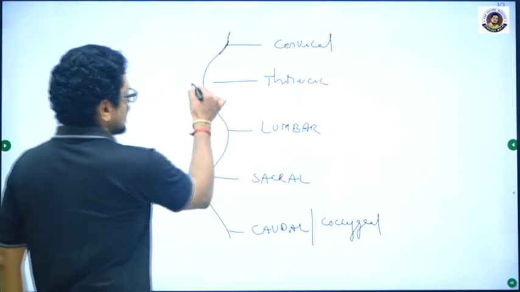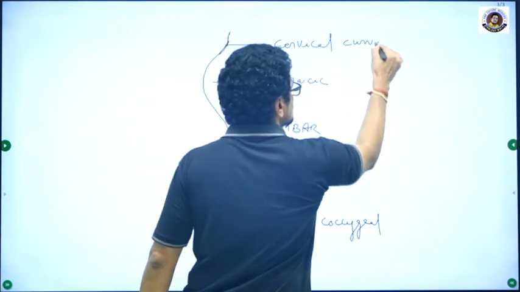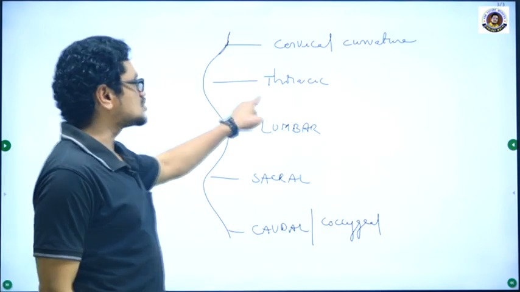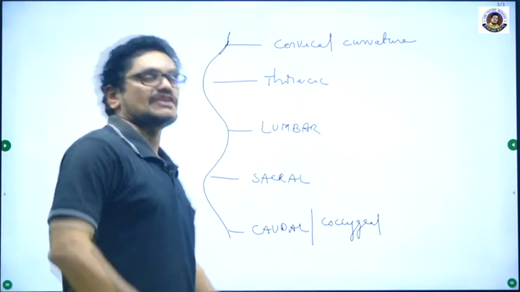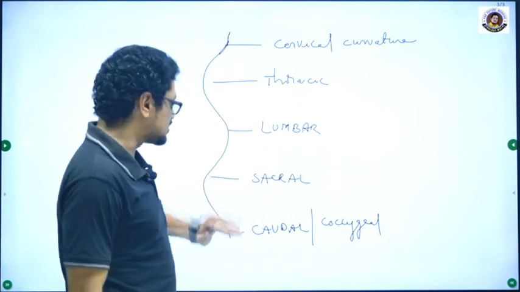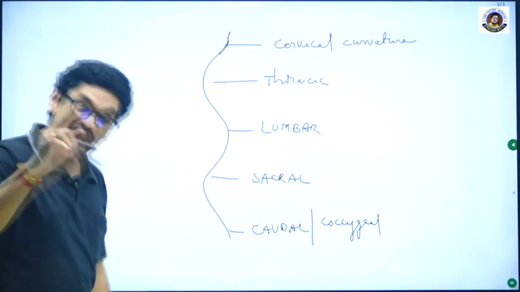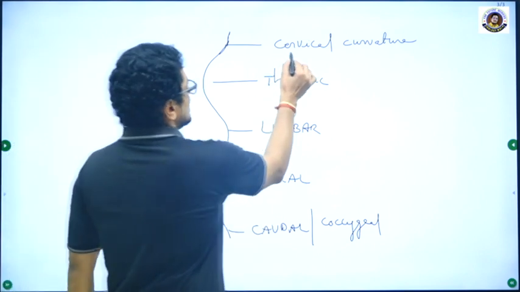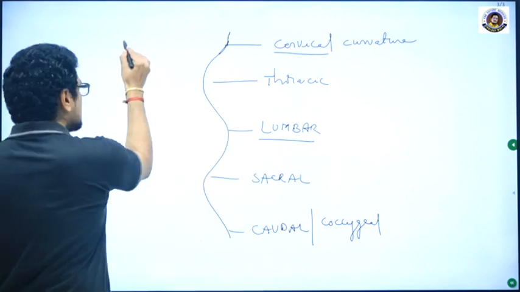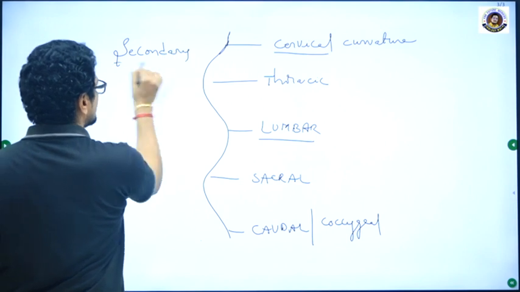This is called cervical flexure or curvature, and this is thoracic flexure or curvature, F-L-E-X, flexure or curvature. Lumbar flexure or curvature. Sacral flexure or curvature. Caudal or coccygeal flexure or curvature. Cervical flexure and lumbar flexure, these two are called secondary flexures in the vertebral column.